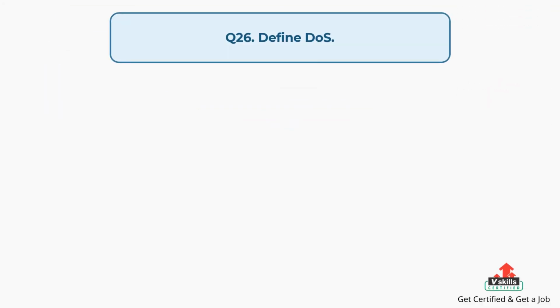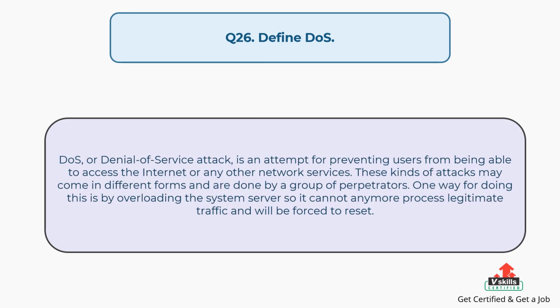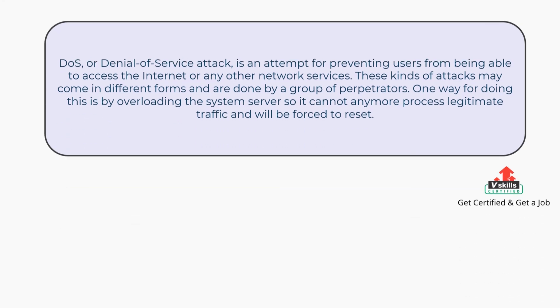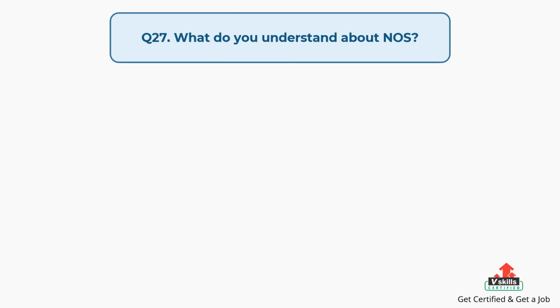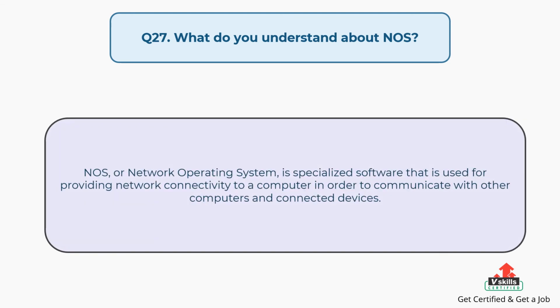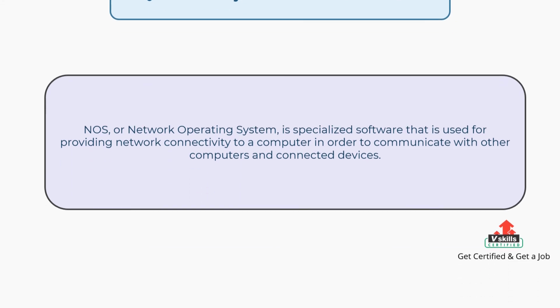Question number 26. Define denial of service. The answer is: a denial of service attack is an attempt to prevent users from being able to access the internet or any other network services. These kinds of attacks may come in different forms and are done by a group of perpetrators. One way of doing this is by overloading the system server so it cannot process legitimate traffic anymore and will be forced to reset. Question number 27. What do you understand about network operating system? The answer is: network operating system is specialized software that is used for providing network connectivity to a computer in order to communicate with other computers and connected devices.